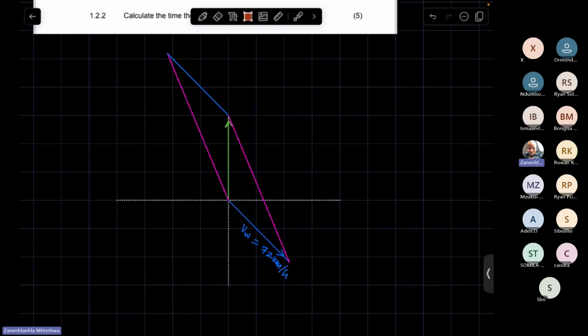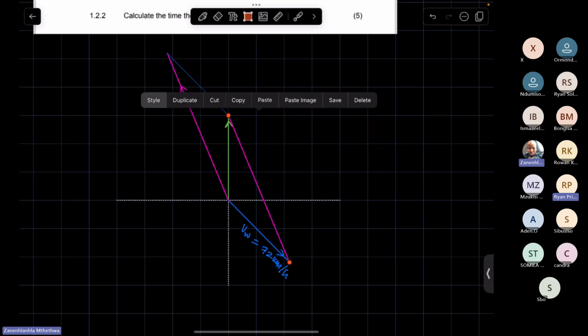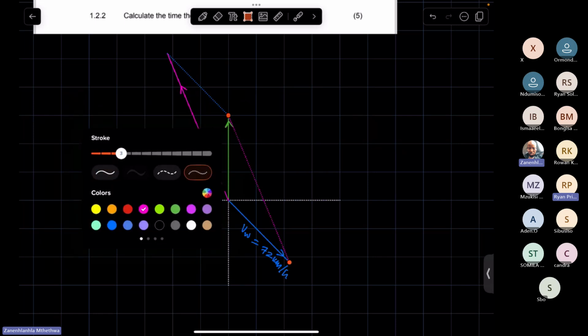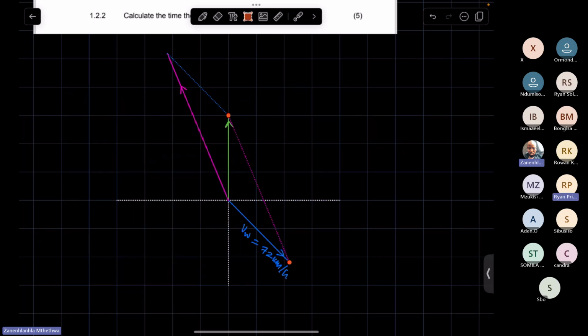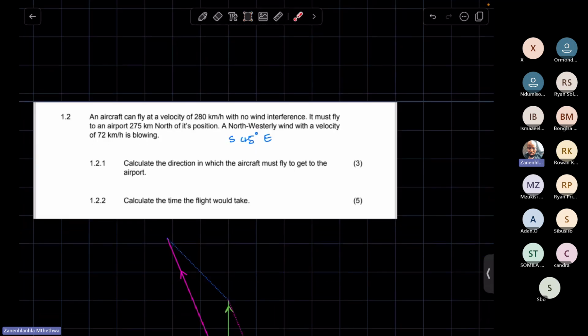Right. And then we have our complete parallelogram. This we know is going in that direction. Sorry, sir. Yes. I think what confused me as well is, doesn't it say there that it can fly 280 kilometers an hour? It said it must. Oh, you mean here? Yeah, it can fly 280 with no interference, but there's wind.